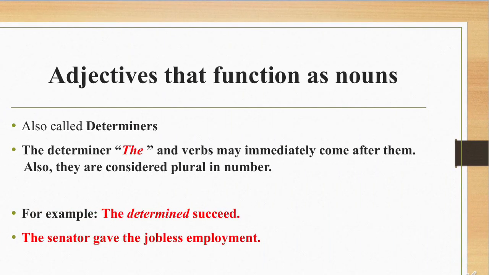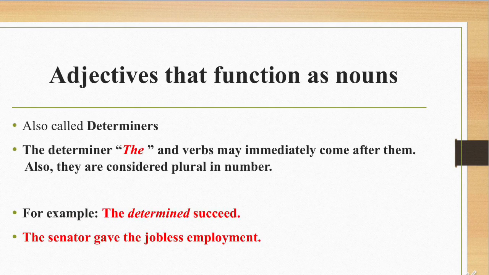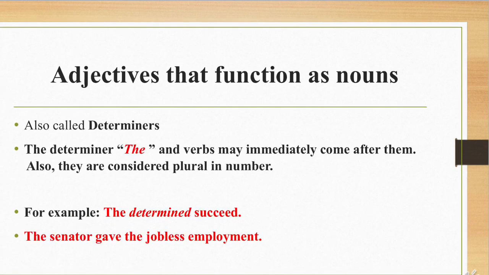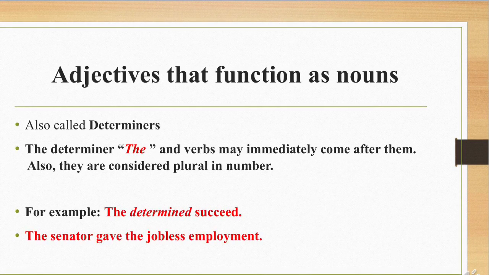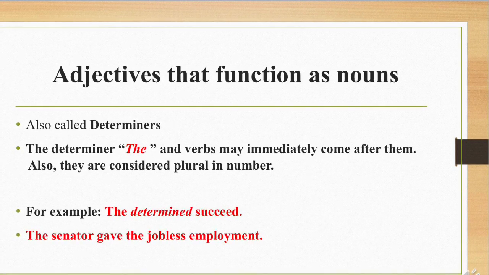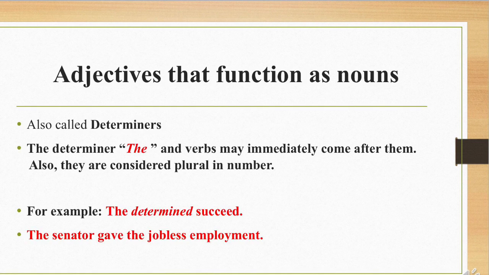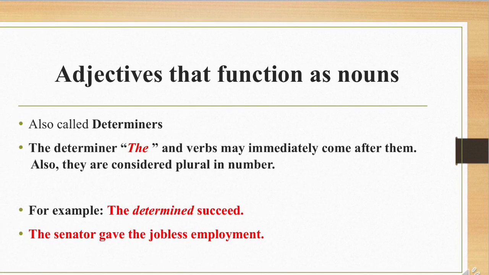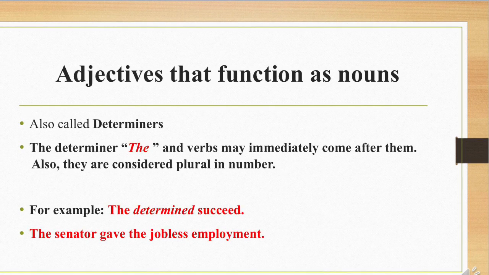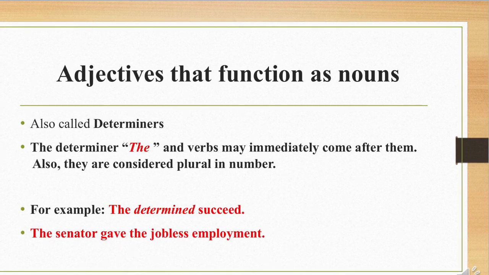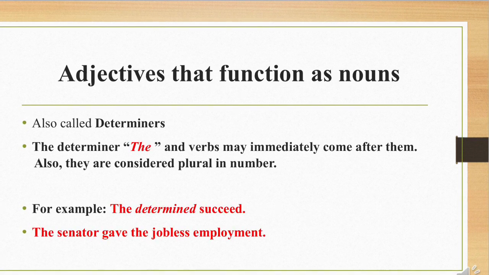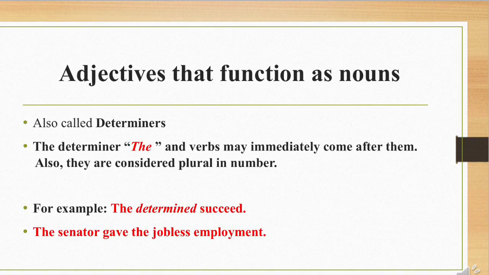Number 9. Adjectives that function as nouns. Adjectives may be considered nouns when they represent people. They come after the determiner the. The verbs may immediately come after them. Also, they are considered plural in number. Therefore, if they are used as subjects in sentences, plural verbs come after them.